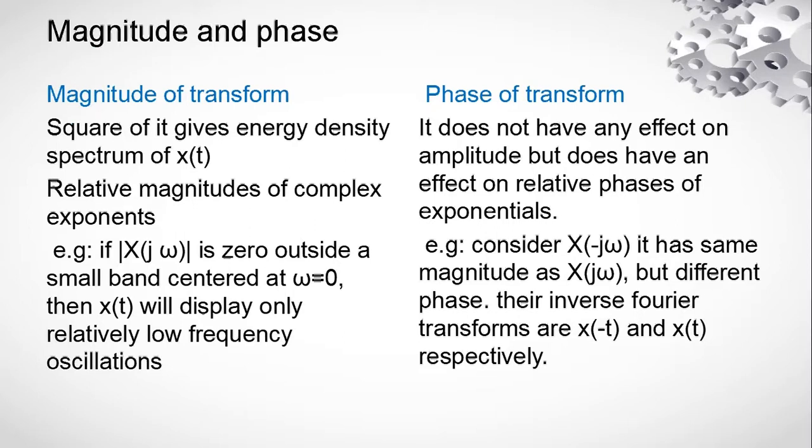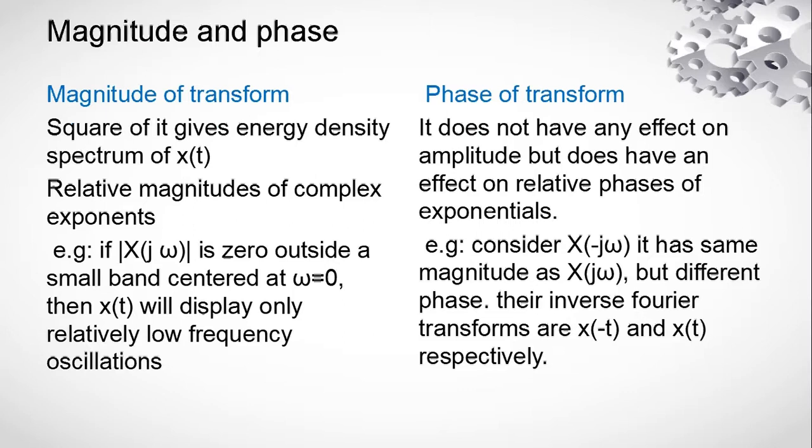We can consider the Fourier transform as a representation of the signal by exponential components with different frequencies. Now, the magnitude of the Fourier transform gives you an idea of the amplitudes of these components, whereas the phase gives the relative phases between these components.